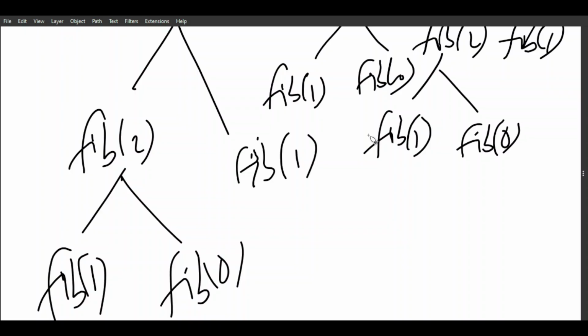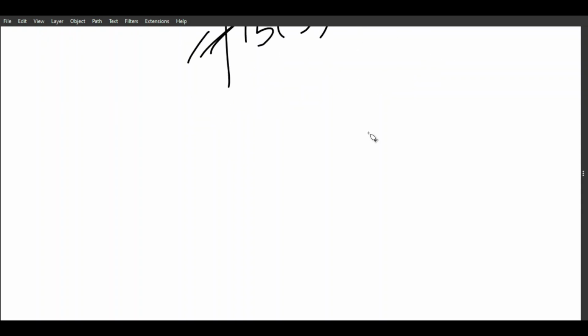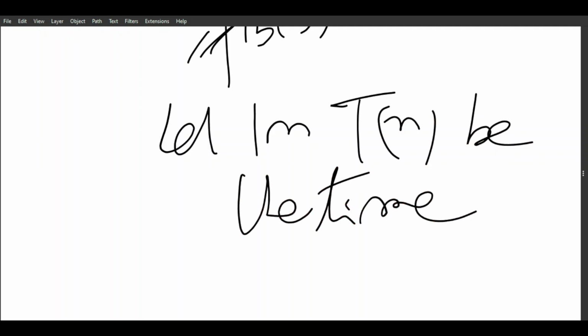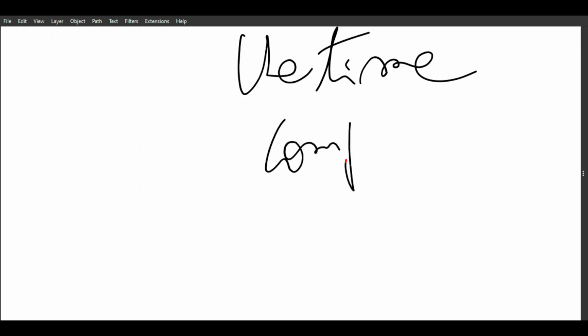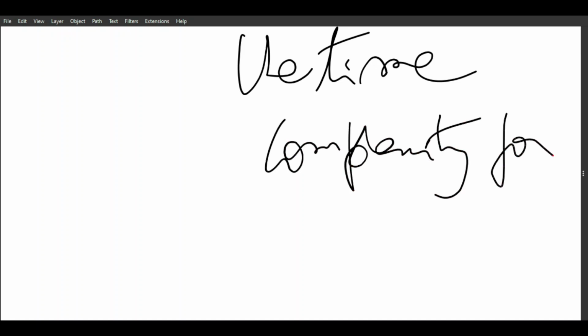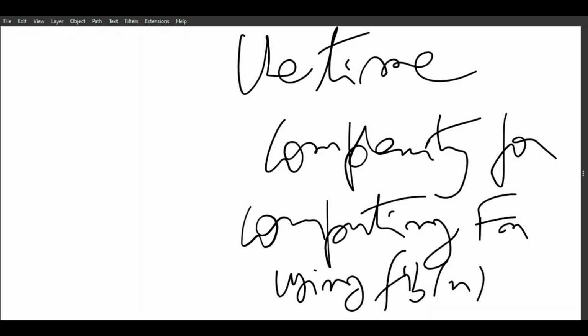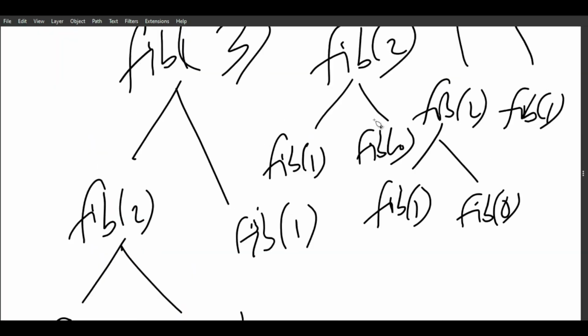First we compute the time complexity of this simple recursive algorithm, and it is easy to compute. We will see that it is exponential time complexity. So we start with computing its time complexity. Let Tn be the time complexity for computing Fn using the algorithm Fibn. So you can easily write the recursion.